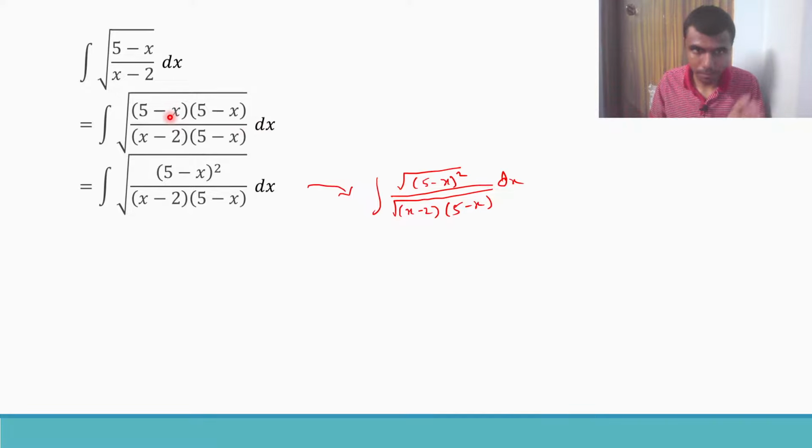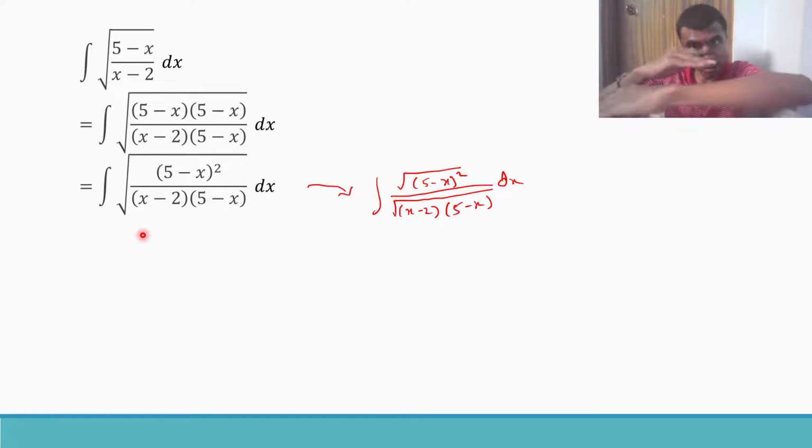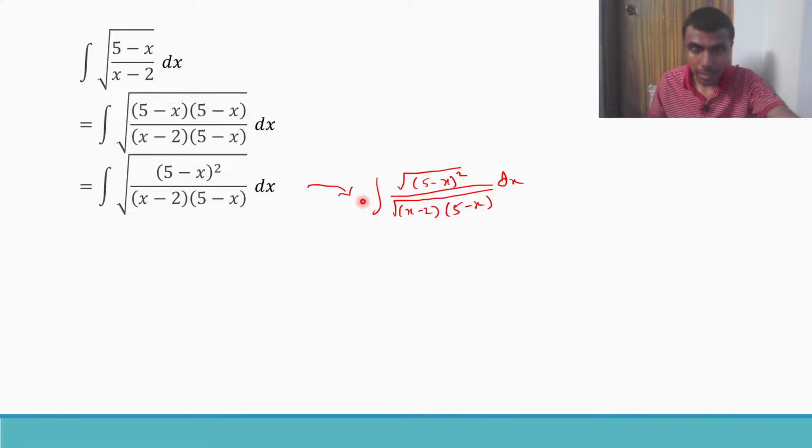If I do that, I get 5 minus x into 5 minus x, which is nothing but 5 minus x whole square. In the denominator I'd have x minus 2 into 5 minus x, dx. Now I'm going to split the root to the numerator and to the denominator. I did not write this in the PPT, but I'm just explaining. This would become integral of root of (5 minus x) whole square by under root of (x minus 2) into (5 minus x).